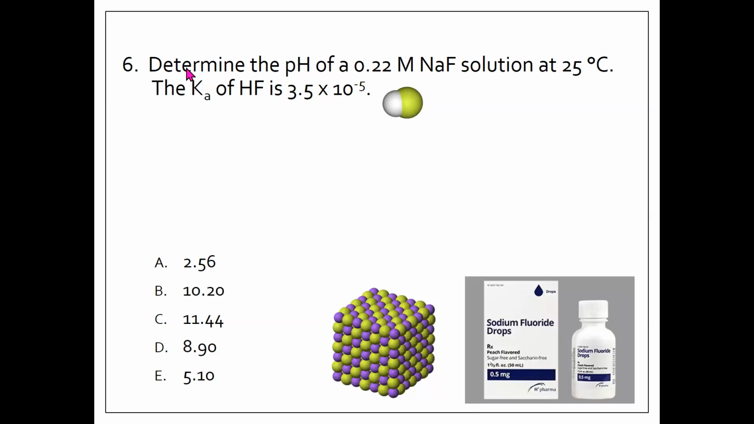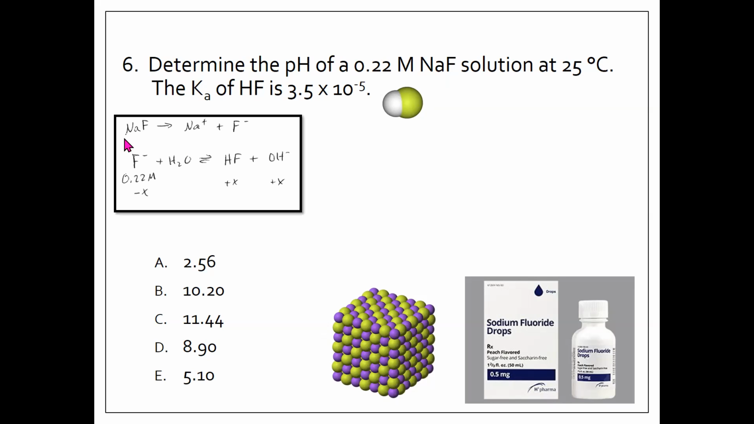Now in 5, they're asking us to determine the pH of a 0.22 molar sodium fluoride solution, and they give us the Ka of HF. So remember that sodium fluoride will actually form a basic solution. When we put it into water, the sodium is going to completely dissociate, the salt will, but the F minus is the conjugate base of the weak acid HF.